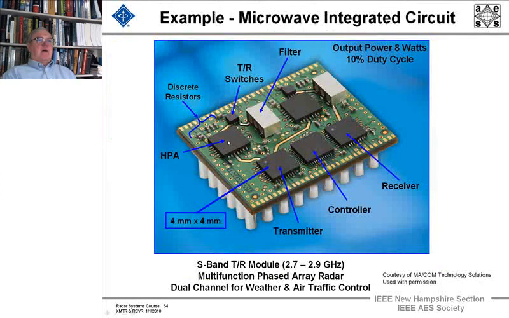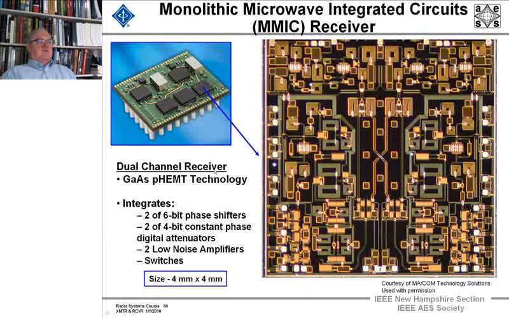Here's the high power amplifier, here and here, the filters, the transmit receive switches, the transmitters. You can see the transmitter feeds one high power amplifier and then feeds the other one. And then the receiver would come in, and here's the dual channel receiver, a controller. So you've got a huge amount of integration where this microwave integrated circuit has these different elements, and the filters, all in very, very small componentry.